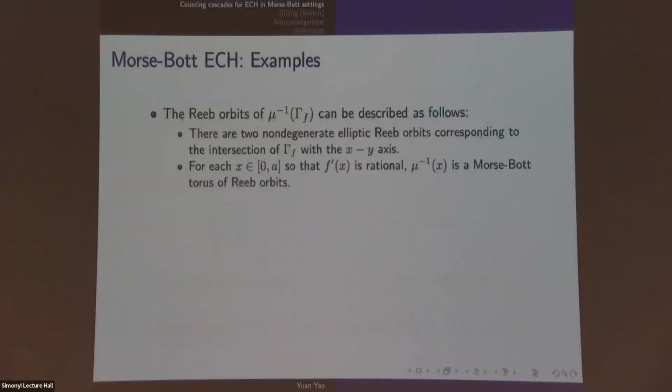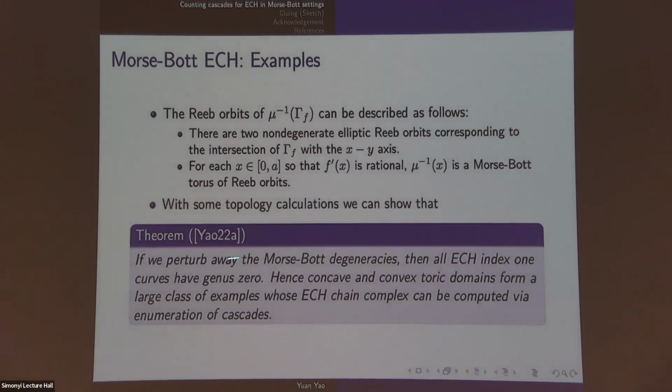So what are the Reeb orbits of this contact 3-manifold? There are two elliptic Reeb orbits corresponding to the intersection of f with the xy axes. And for each x where the slope is rational, the pre-image under the moment map is a Morse-Bott torus. And there are some topology calculations. If we perturb the Morse-Bott degeneracies, then all ECH index 1 curves have genus 0. Hence, these are a large family of domains where you can compute the ECH chain complex by enumeration of cascades.